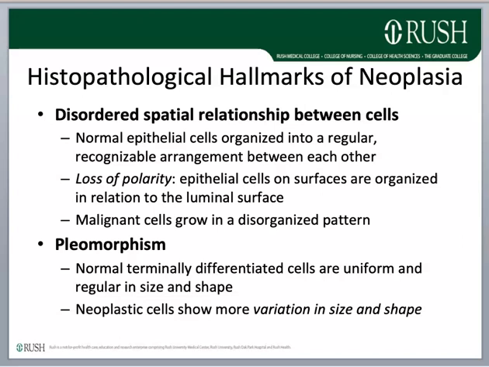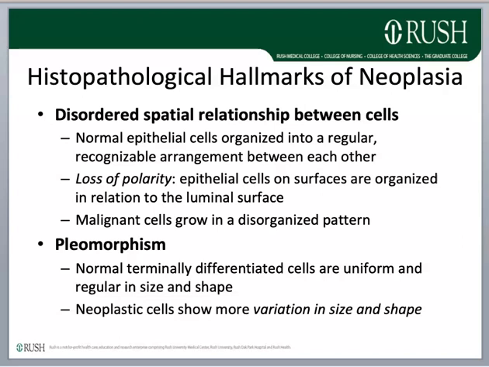Cells that are lining hollow viscera, like the intestine, are organized in a way that there's a polarity to the cells, meaning that usually the nucleus is located toward the abluminal portion of the cell, while the cytoplasm is located more toward the luminal aspect of the cell, the inside of the viscus. And when that polarity is lost, that's a feature of neoplasia.